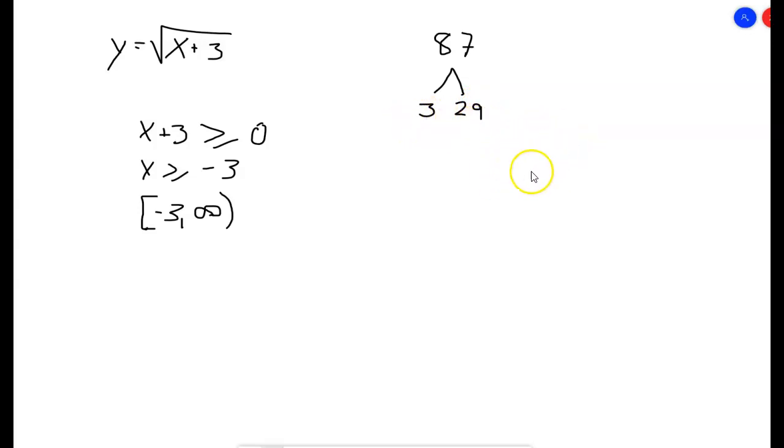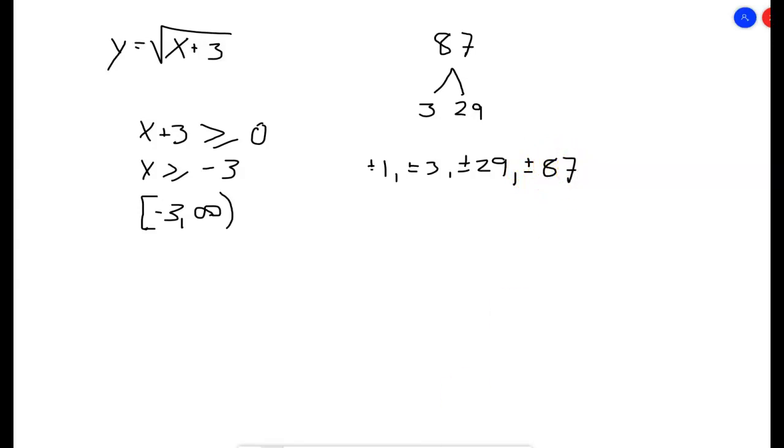So the possible factors of 87 are plus or minus 1, plus or minus 3, so plus 3 and minus 3, plus or minus 29, and finally plus or minus 87.